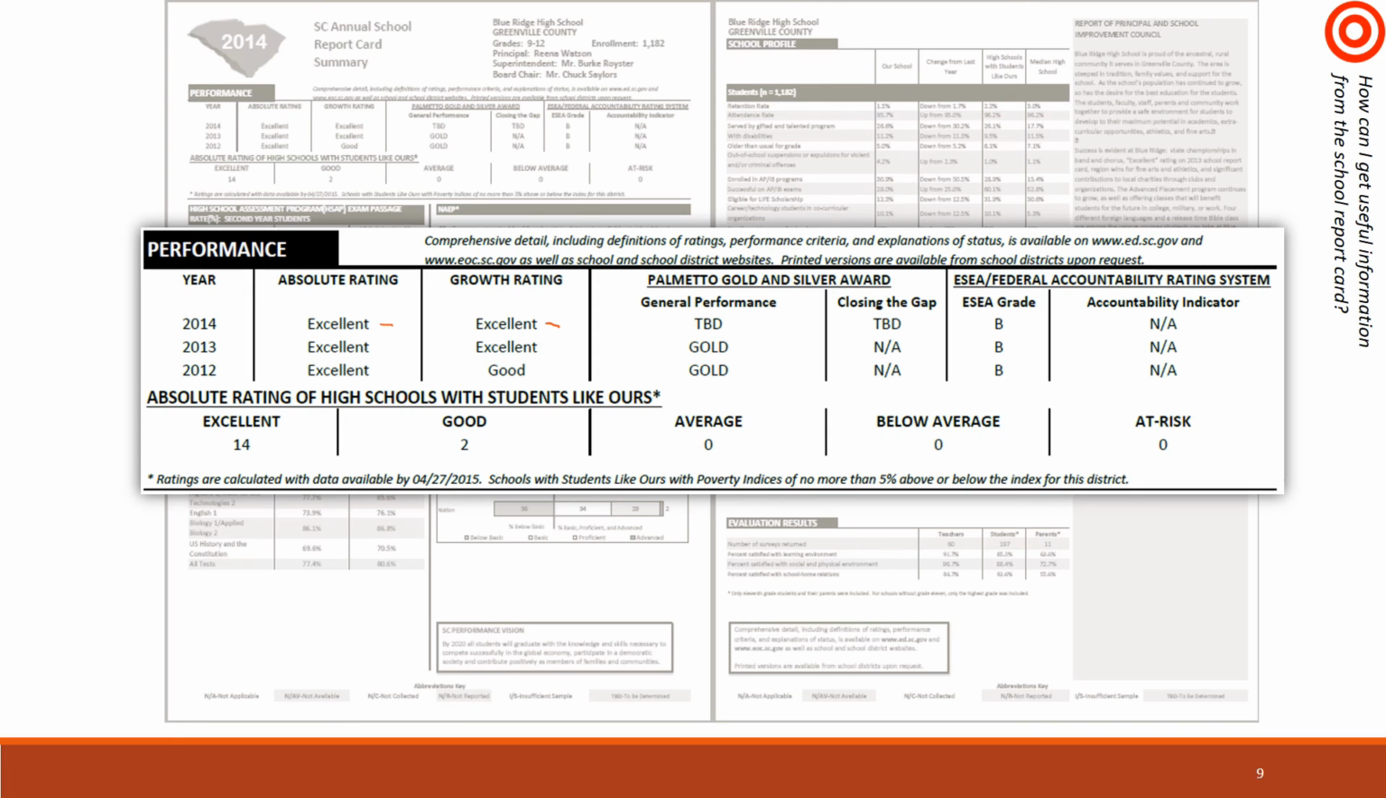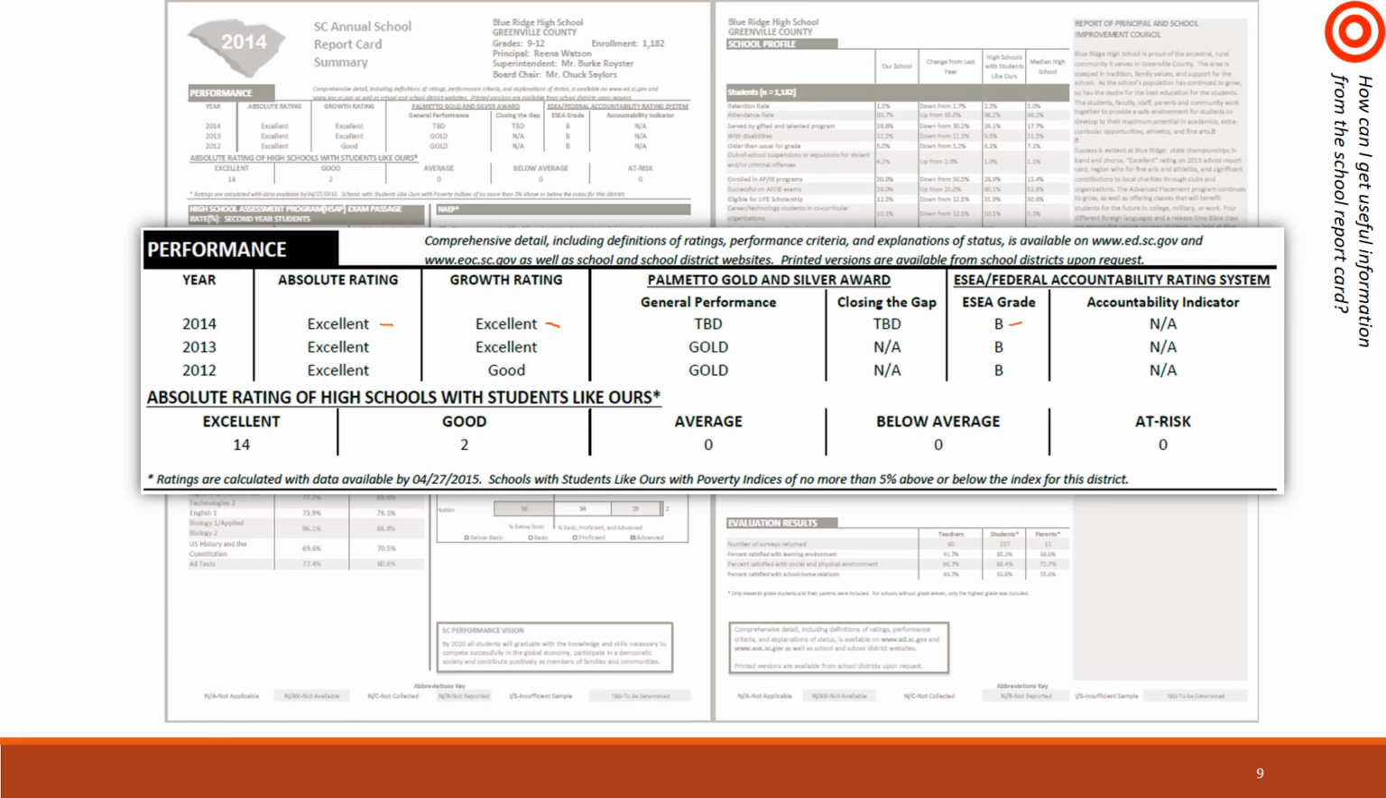They haven't announced the gold and silver awards by the time this was published. And our ESA grade was a B, in the B range. I think it was 88 this last year. And Ms. Calloway goes over all this at the beginning of your meeting, but here's where this information is for Blue Ridge, and you can get this from any other school through the state's website.